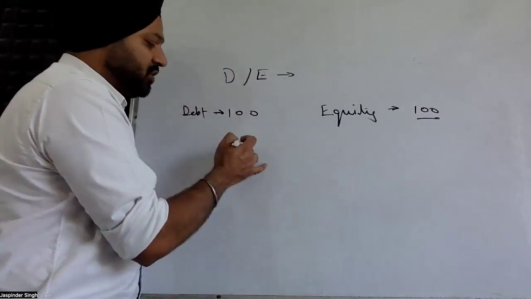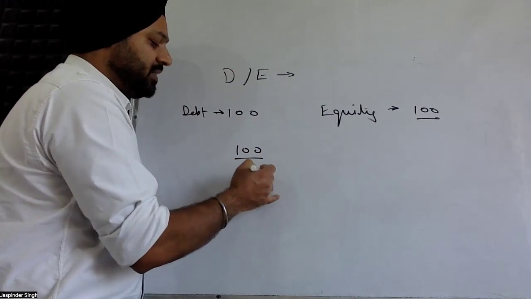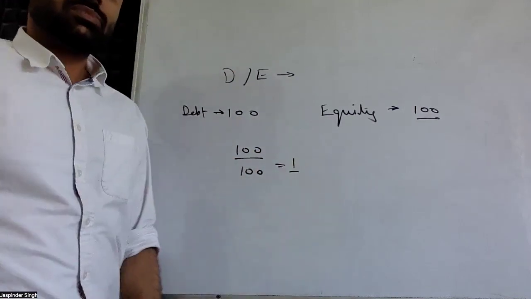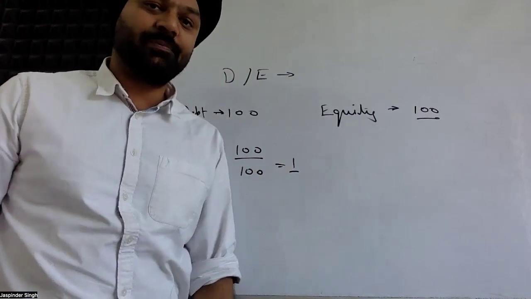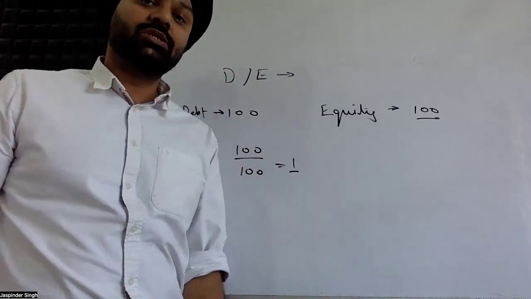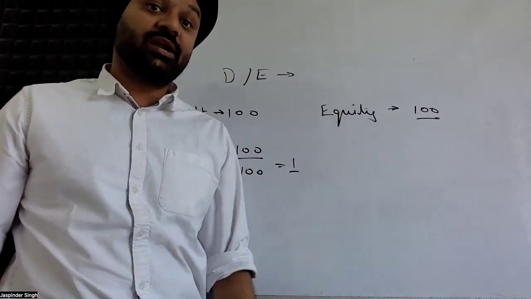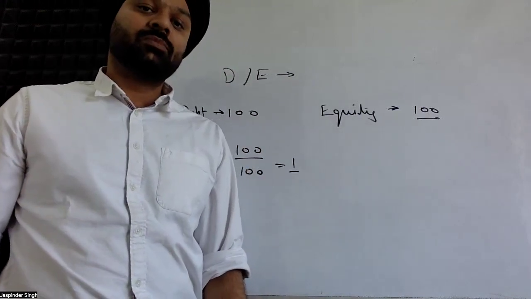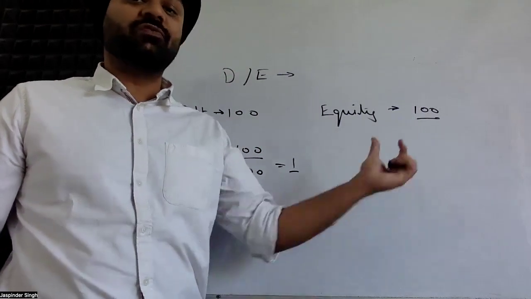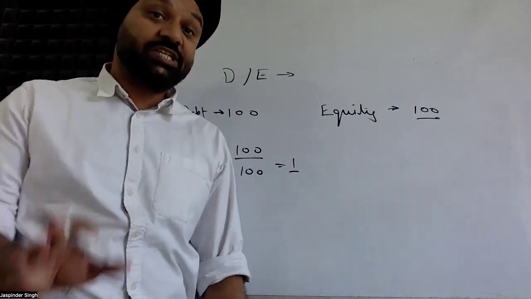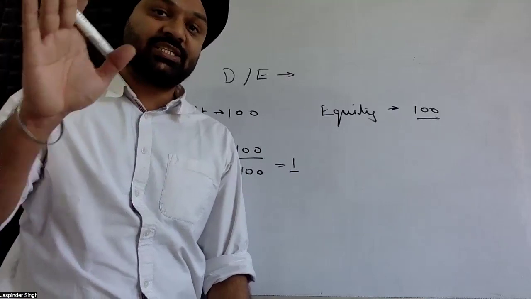Then the debt to equity ratio will be 100 divided by 100, that is 1. That is how much financing a company is doing through the debt tools, through the loan, for which it has to pay certain interest from the pocket. And how much financing it is doing with the equity tool, for which it doesn't have to pay any interest.